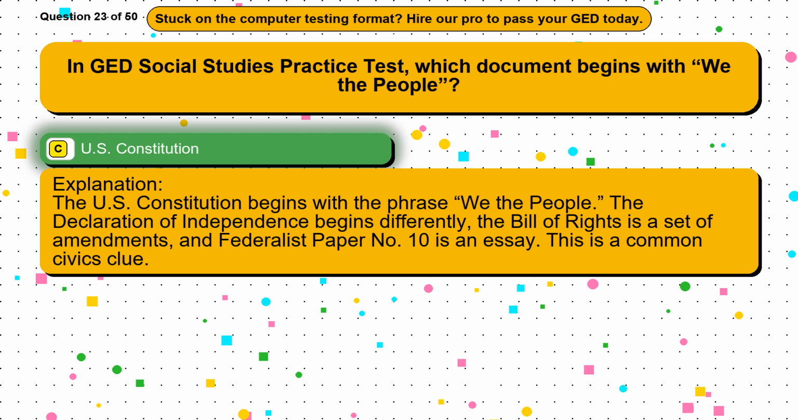The Declaration of Independence begins differently. The Bill of Rights is a set of amendments, and Federalist Paper number 10 is an essay. This is a common civics clue.